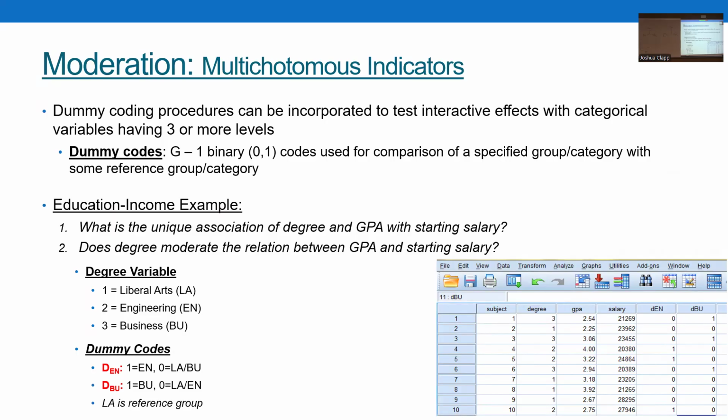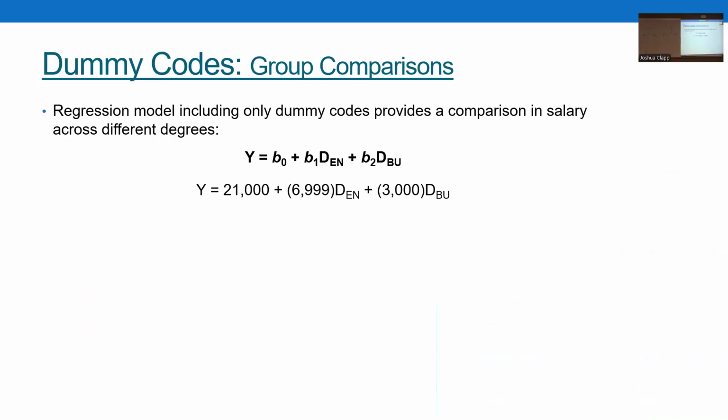The world collapses on itself because we've got a sort of singularity in there, right? Because by definition, if I know the dummy code for business and the dummy code for engineering, the dummy code for liberal arts is already determined, and your model just won't run. It'll give you a big error message. Okay. So what I can do is run a regression model that will give me a comparison in salary across my different degrees here. Let's say I regress salary onto my dummy for engineering and my dummy for business.